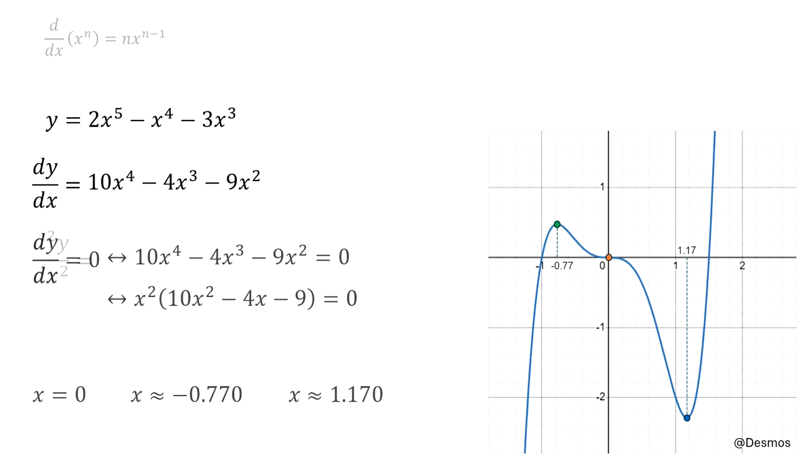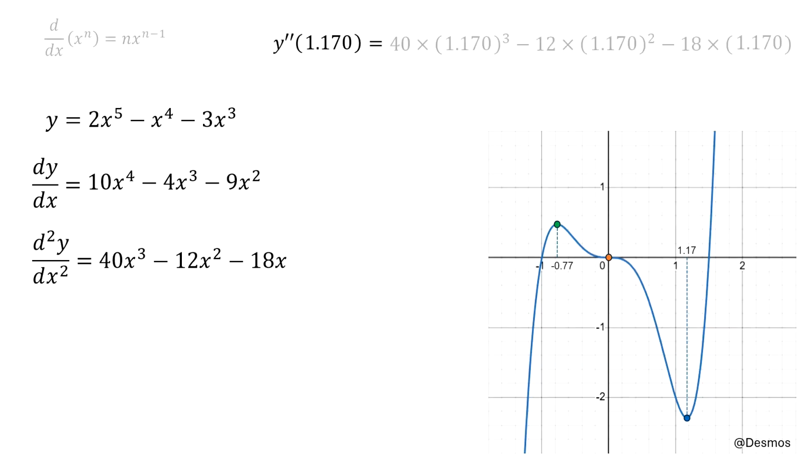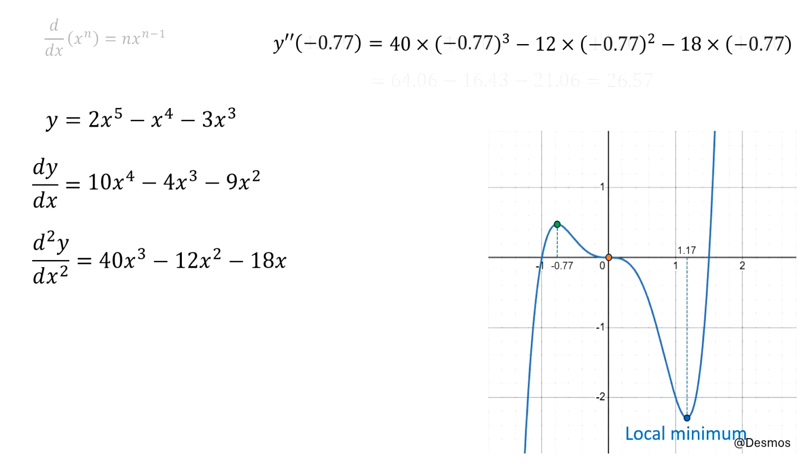Then, the second derivative. Once again, we use the same formula. Since we have more than one solution, we should plug each one into this equation. Let's begin with 1.17. The result is a positive number. Therefore, this is a local minimum. Now with minus 0.77. In this case, this is a local maximum, because the result is negative.